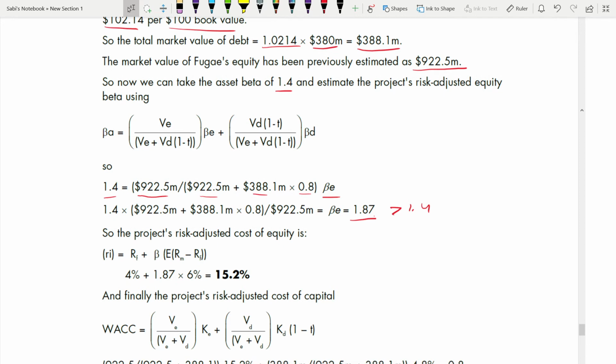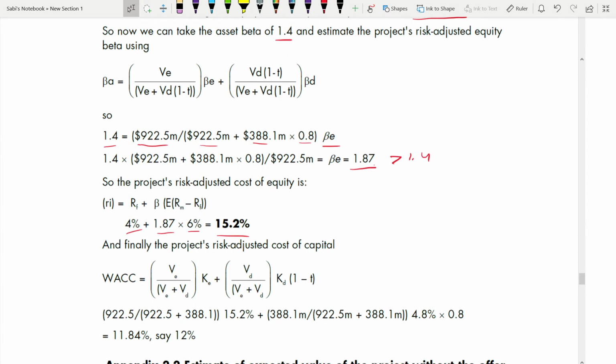Now use CAPM and find cost of equity. So risk premium is 6%. This is cost of equity, equity beta, and this is your risk free. So 15.2%. Now use WACC. Just see how, after everything, they have given formulas like this, like this, like this. How many formulas? 3 formulas. Make sure that you write the formula and then you do the calculation.